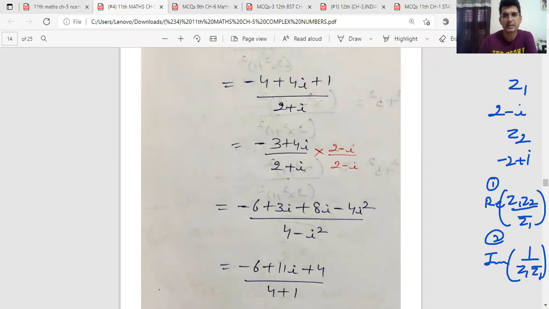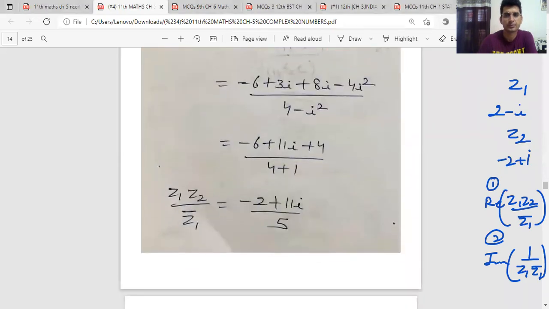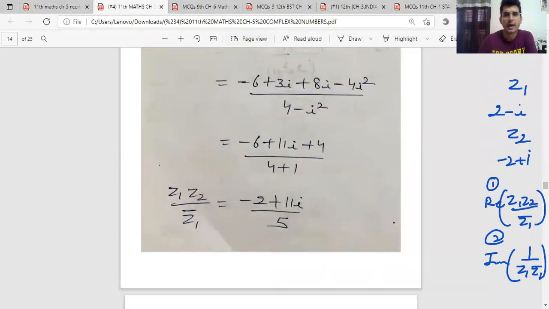A plus b, a minus b, a square, that is 2 square, plus minus minus iota square. Minus 6, 8 iota plus 3 iota, 11 iota. Value of iota square is minus 1. Minus minus plus 4. Value of iota square is minus 1. Minus minus plus 1. So what we will have?